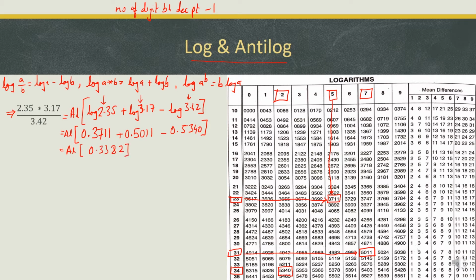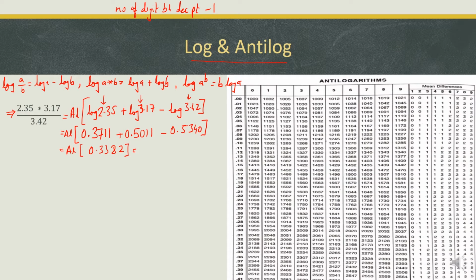Now when you calculate, add these two and subtract from this, you will get 0.3382. Now to calculate this, we need to look for antilog table. This is the antilog table. We need to look for 0.33. So have a look in the first column. This is where 0.33 is. Next is 8. So in the first row, you can find 8 over here. And these row and column coincide over here. What we get is 2178.